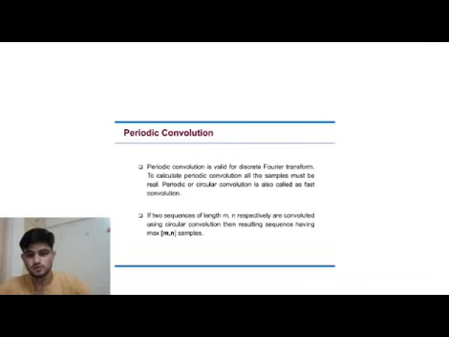Periodic convolution. Periodic convolution is valid for the discrete Fourier transform. To calculate periodic convolution, all the samples must be real. Periodic or circular convolution is also called fast convolution. If two sequences of length m and n respectively are convolved using circular convolution, then the resulting sequence has max(m, n) samples. So this is the periodic convolution.